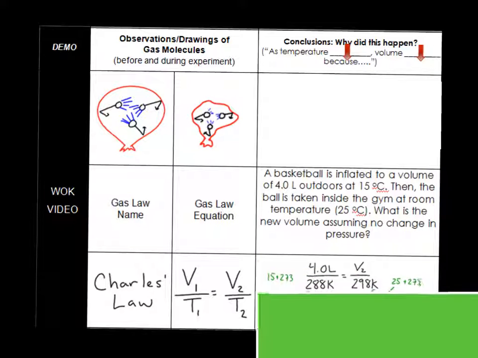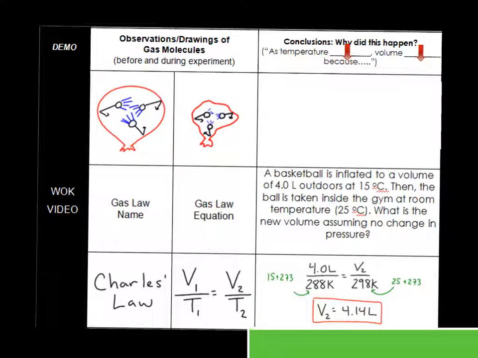All right, going through, here we'd have V1 over our T1 equals our V2 over our T2. And notice here we have 288 and 298. That's because our 15 degrees Celsius and 25 degrees Celsius needs to get converted into Kelvin. If we don't do that, we're going to get a drastically different answer. And then all we're doing here is cross multiplying my 4 liters by 298 here, and then dividing by the 288. And that's going to give us a value of 4.14 liters. So not by a ton, but it does increase the size.